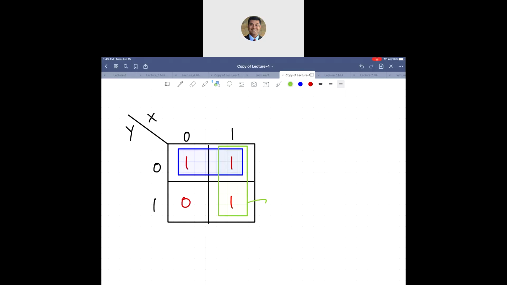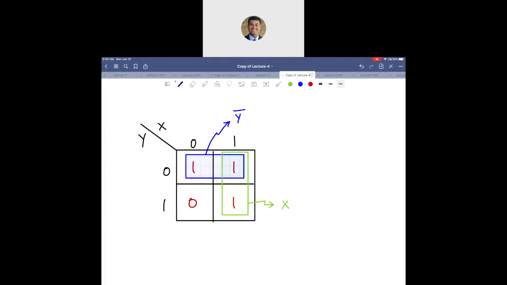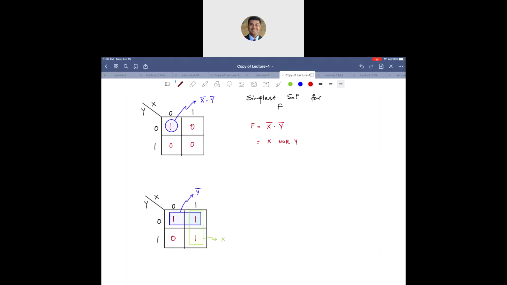What would be the expression for this? X is 1, Y changes. So X is 1, Y changes. Y changes, Y gets eliminated. X is 1. That's it. How about the blue group? Y is 0, X changes. Y complement. So the simplest expression for the second case is X or Y complement.